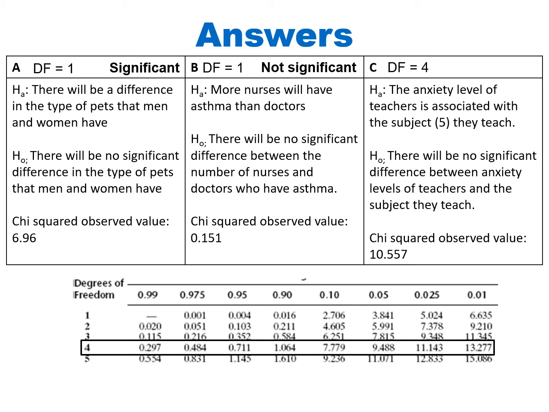And when we look at our chi-squared observed value of 10.557, we would fall on the right side of the 0.05 level, so we'd fall on the significant side, and we'd go through the same steps from the previous slide to give us our full conclusions.